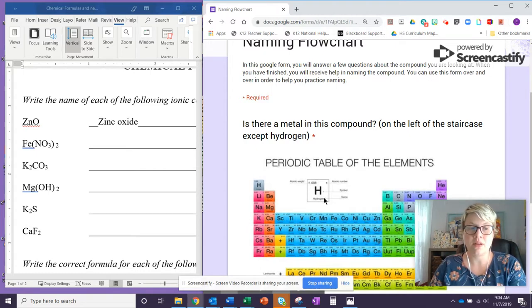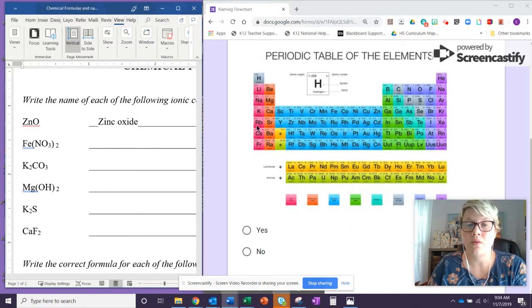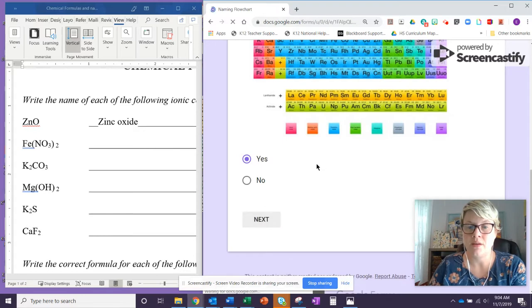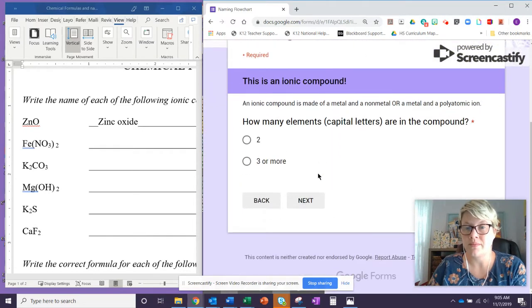Okay. Let's do this one right here, this K2CO3. So we find potassium on our periodic table. It's definitely on the left-hand side, so it's definitely a metal. So we say yes. What type of metal is it? Potassium, we found it in group 1, so it's going to be monovalent. This is an ionic compound. Yay! Okay, and so there are definitely 3 capital letters because the K, the C, and the O are all capital. So there's 3 or more. And we would say next.